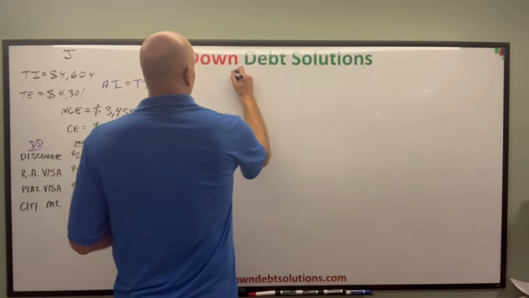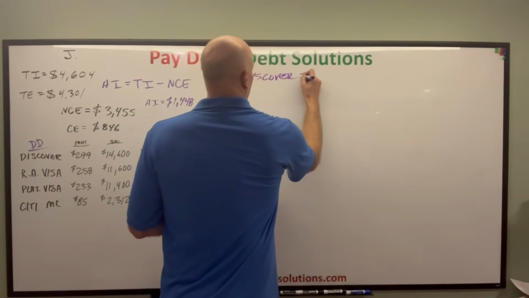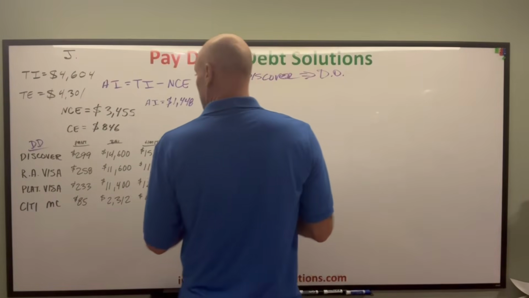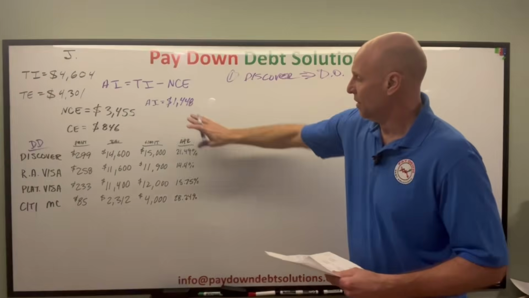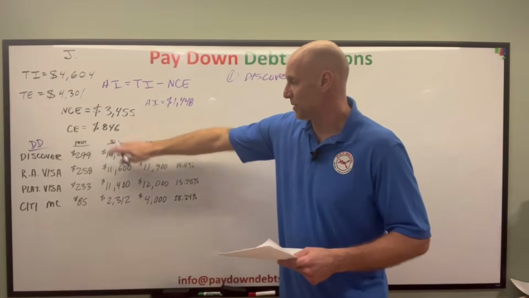So what do we have? One, Discover was the debt destroyer. So what did they do? Starting balance, $14,600. Available income, $1,448. You saw the chargeable expenses.